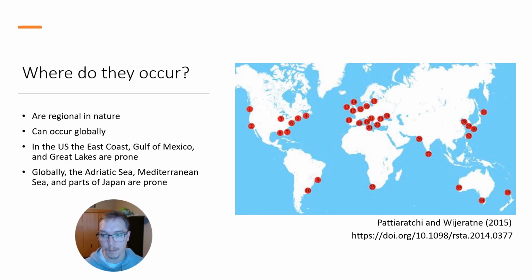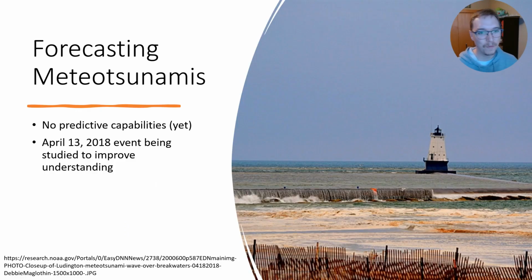Ciutadella Harbor in Menorca, Spain, has also experienced significant events. Meteotsunamis in 1984 and 2006 each caused tens of millions of dollars in damage to the harbor and boats within the harbor. So they happen all over the place. The problem is it's hard to predict them. There's really no predictive capabilities yet.